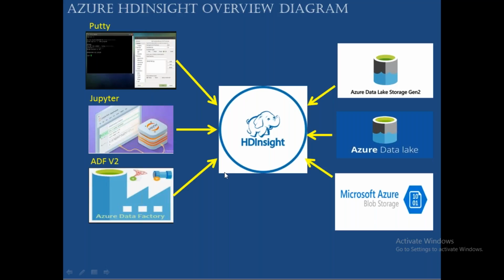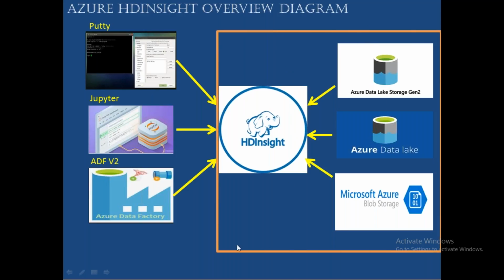Now I have created an Azure HDInsight service in East US. Then your Data Lake Storage Gen 2, Gen 1, or Blob storage, whatever storage you want to access from Azure HDInsight, all those services must be in the same location. See, compute and storage should be in the same region. If you are creating your compute Azure HDInsight in East US, then your storages must also be in East US. Okay, so please remember this point. This is a very important point.